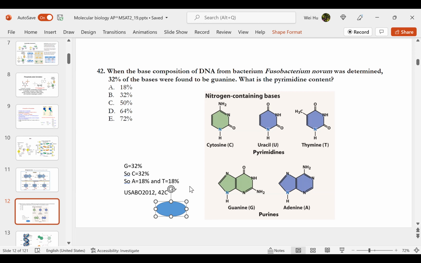Or logically, without calculating: A pairs with T, so they are equal in amount, and G and C pair, so equal in amount. Then you have half G plus T, half C and T, and half G and A, correct? So half C and T and half G and A, so 50%. Two ways you can do that.